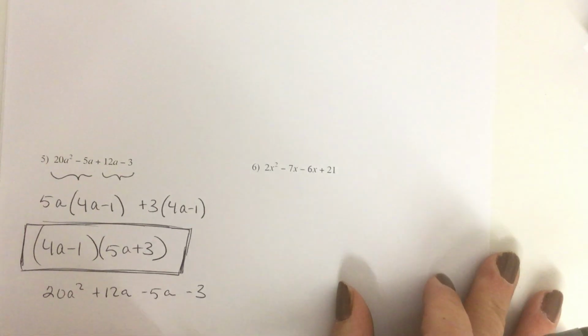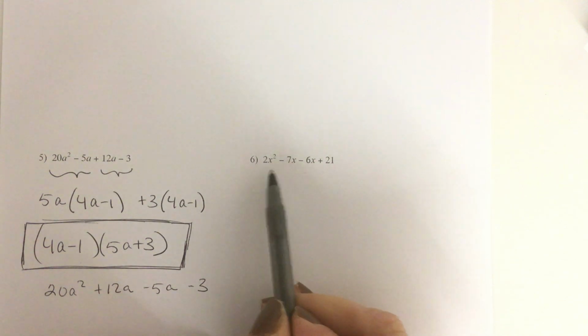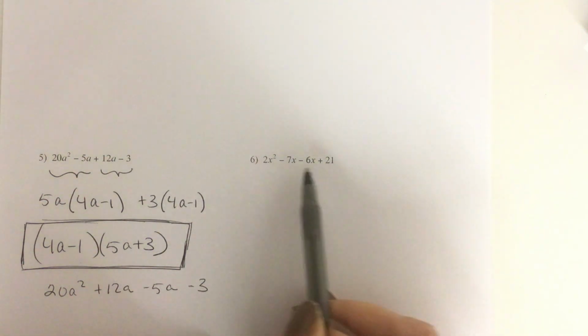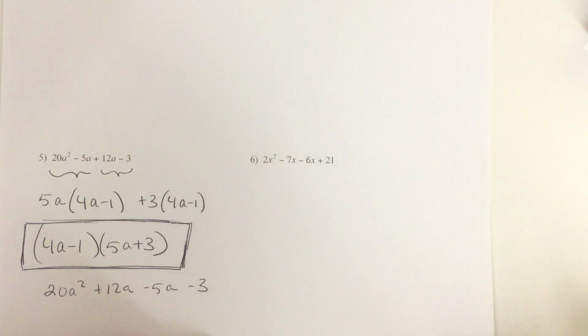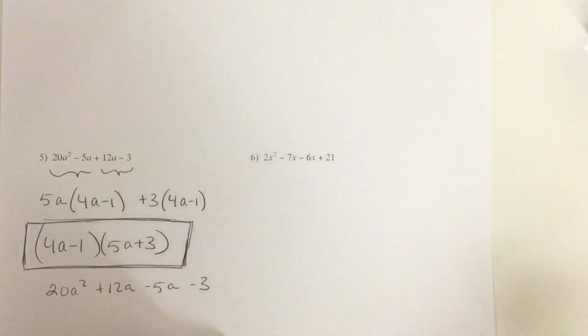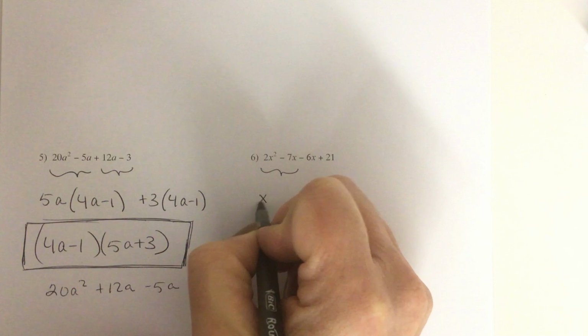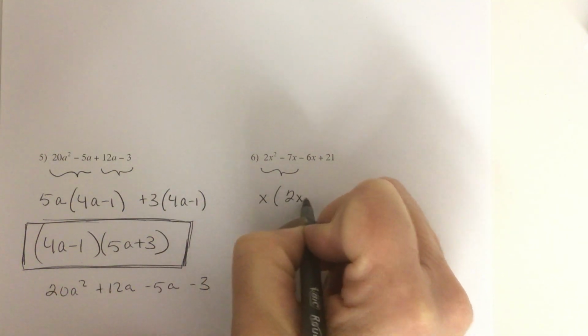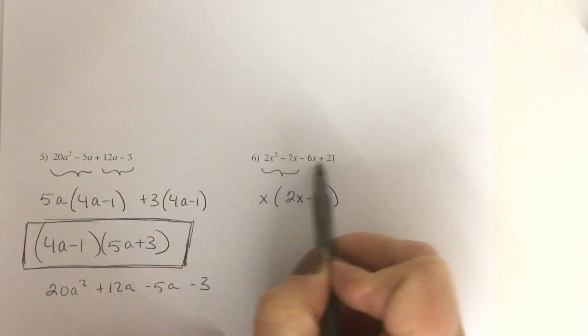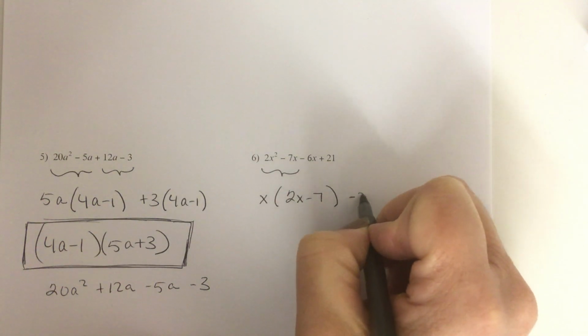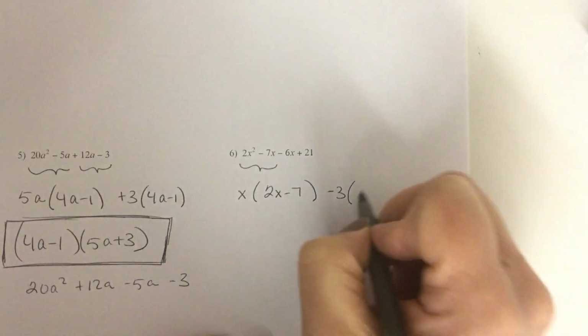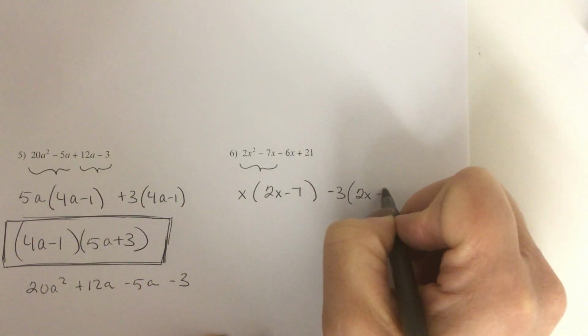Okay, so number 6, go ahead and pause the video, write this down, and work the problem. Okay, hopefully you have an answer. The only thing you can factor out of the first two is an x, so that leaves you with 2x minus 7. On this one, I can factor out a minus 3, and that's going to leave a 2x minus 7.